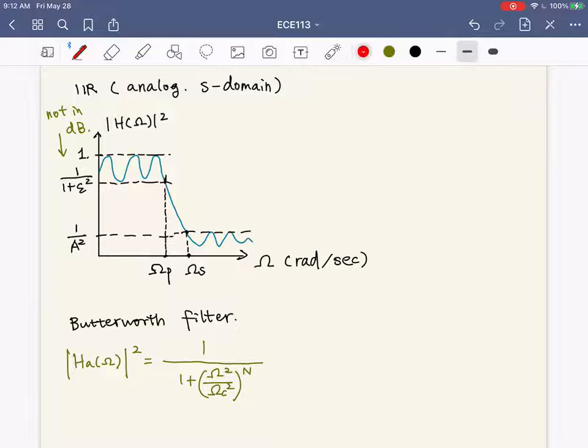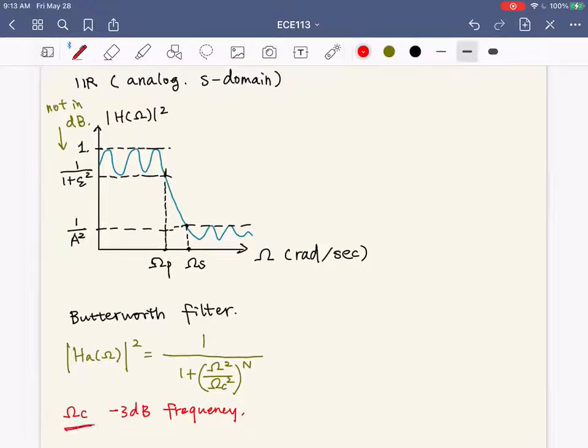So you might see omega c in your future problems. The omega c is the -3 dB frequency. It means that when you represent it in dB units, when it drops from the highest point by -3 dB, the corresponding frequency will be omega c. So before this frequency, you still have a relatively high response. Good.